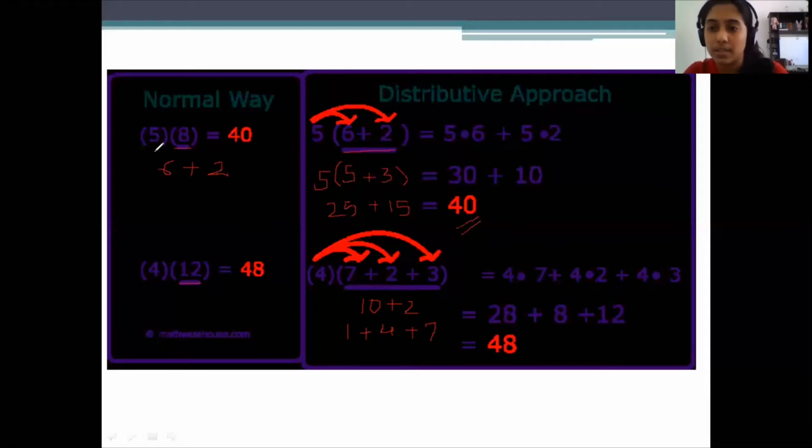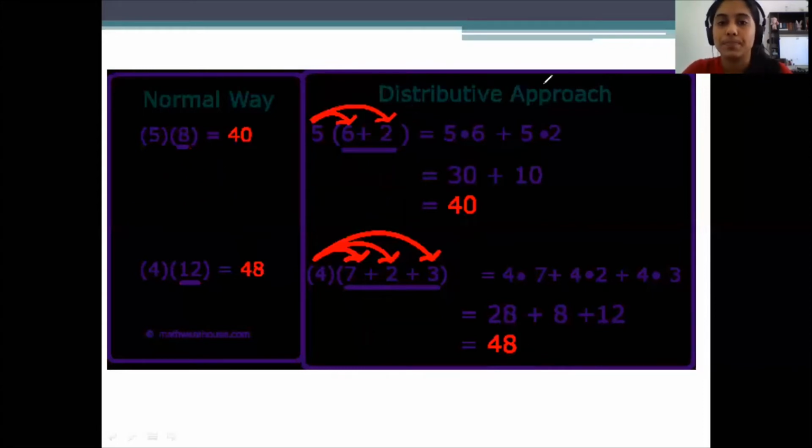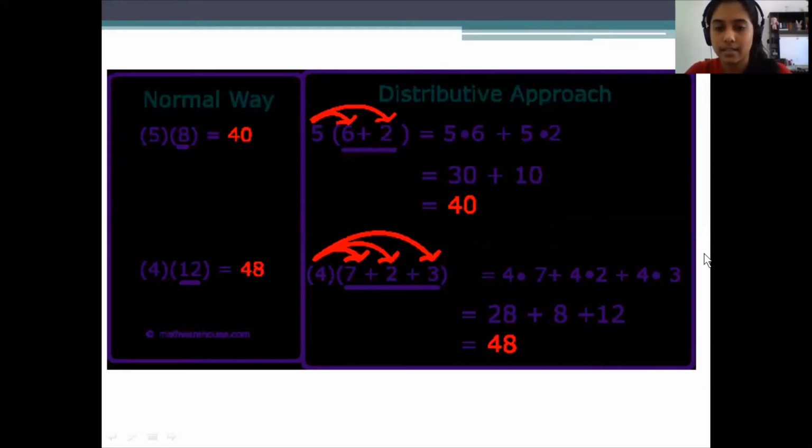Suppose you don't know the tables. They can also ask 13 into 16. For questions like these, you can split both 13 and 16, and then use the distributive approach and solve it much more simply. It's up to you if you want to solve it the normal way or the distributive approach. Now you know the difference between solving it with the distributive approach and the normal way. So let's go to the next slide.